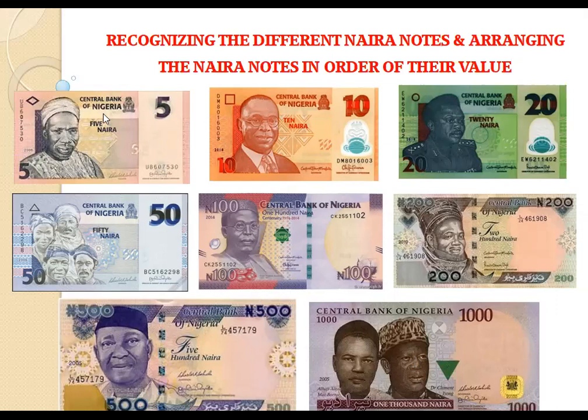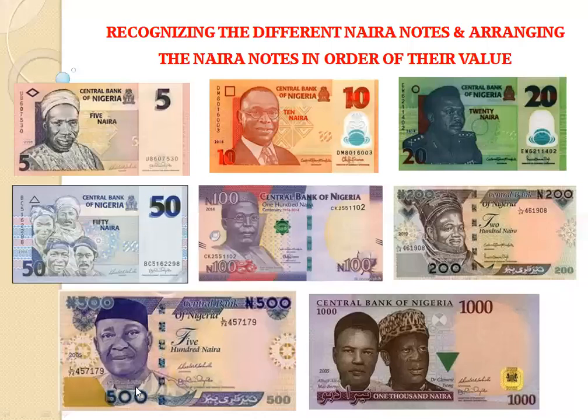So for this, we have 5 Naira. Can you see this? This is 5 Naira. This is 10 Naira. This is 20 Naira. This is 50 Naira, 100 Naira. Can you see that? 100 Naira, 200 Naira, 500 Naira, and 1000 Naira. Is that okay? So that is if someone is asking you, which is the biggest? Between 5 Naira and 1000 Naira, you should be able to say 1000 Naira is bigger than 5 Naira.